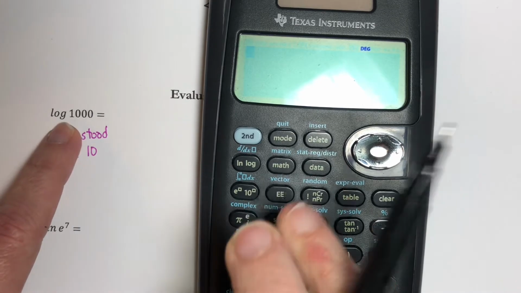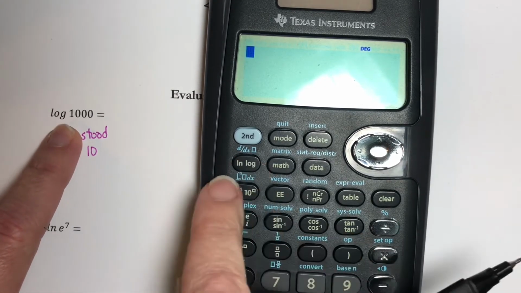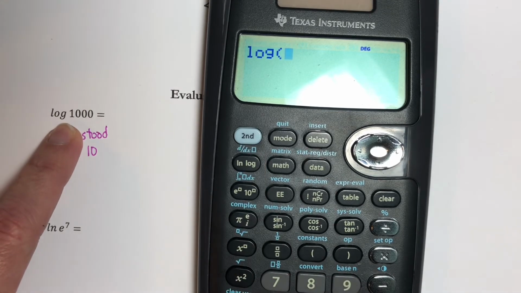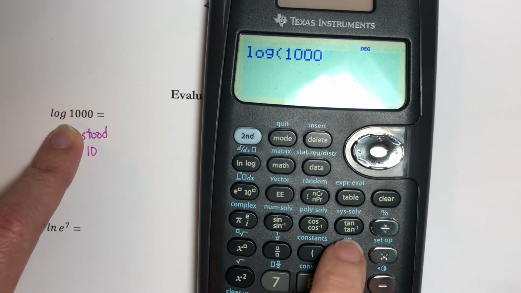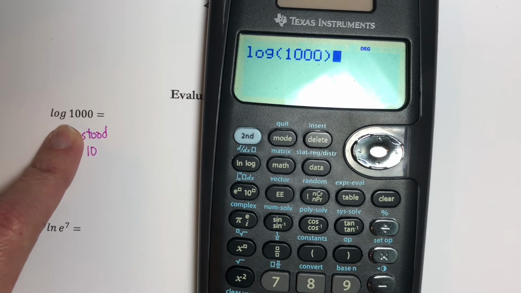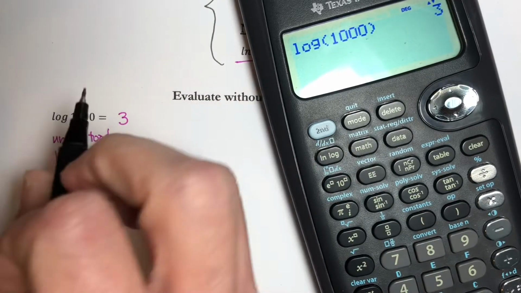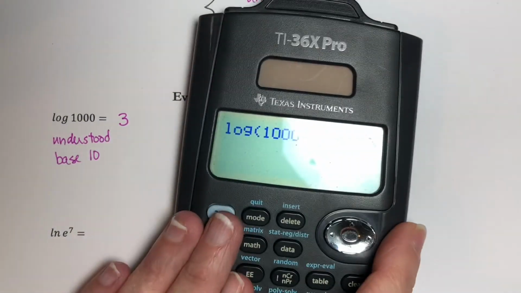If I want to do log of 1,000, I'll need to hit the LN log button. I'll hit it twice. It starts off ln. If I hit it again, it goes to natural log. 1,000. Technically, you should close the parentheses, but it generally works if you don't, and it gives you the answer of 3. So that's how you would calculate it here.